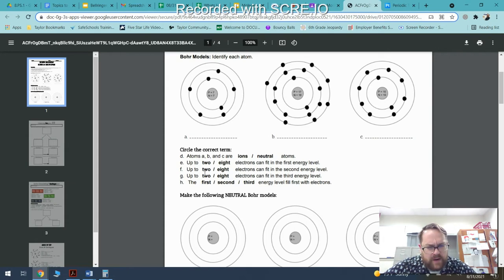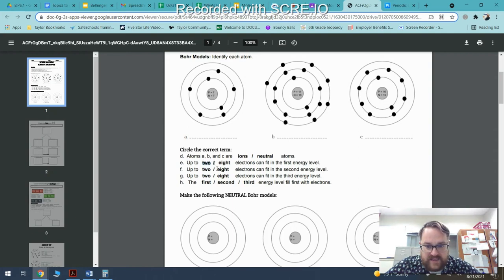There is a typo right here on G, because the 3rd energy level can fit up to 18 electrons. I know I said we weren't going to work outside of N equals 2, but it seems like we're going to have to based on these worksheets that I've put together. It's not a big deal. I'm just going to give you a refresher, giving you the answers to E through G here. You can fit 2 electrons in the 1st energy level, 2.